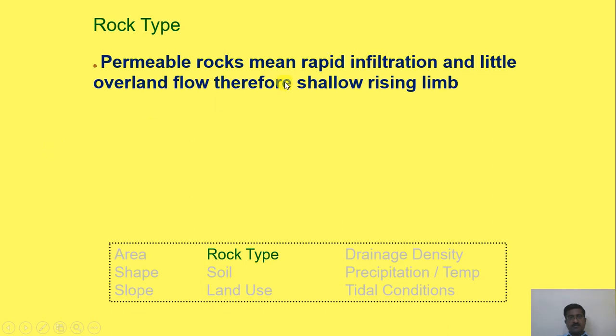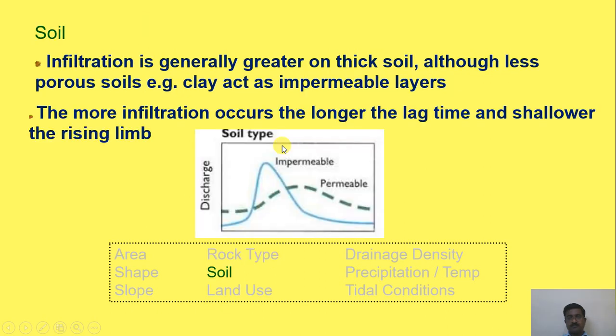Rock type: permeable rocks mean rapid infiltration and little overland flow, therefore a shallow rising limb. If the strata is porous, in that case infiltration will be more and there will be less overland flow, and the rising limb will be very shallow. So what type of rocks are present in that terrain is also going to affect the hydrograph. Type of soil.